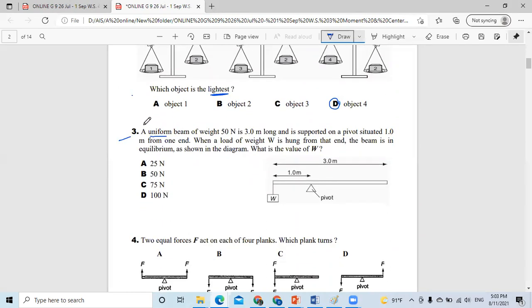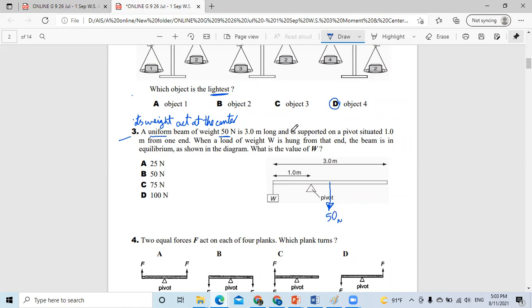When they said uniform, that means its mass and its weight act on the center. Write it down. Its weight acts at the center. Okay. A uniform beam of weight 50 Newton, 3 meter long. So the 3 meter long, its weight acts exactly at the center and it acts downwards. That's the weight, which is 50 Newton.